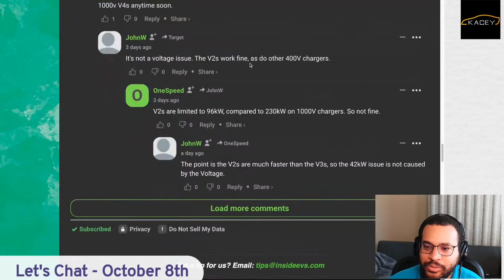It's not a voltage issue. The V2s work fine, as do other 400 volt chargers. Up to 96 kilowatts. Okay, so the 42 is just what they've been seeing out there. 96 kilowatts compared to 230 on 1,000 volt chargers. So not fine. I would definitely take 96 over broken or waiting 10 deep in line. Just saying. The point is V2s are much faster than the V3s. So the 42 kilowatt issue is not caused by the voltage.